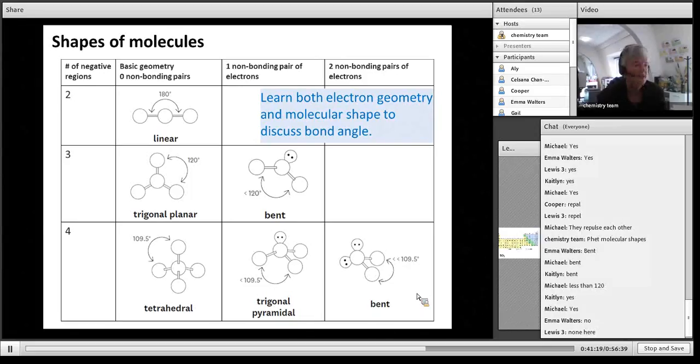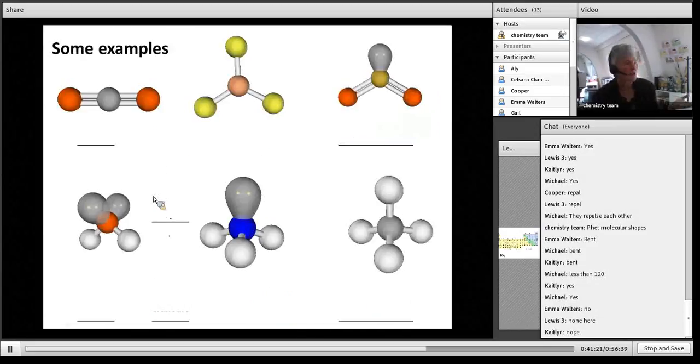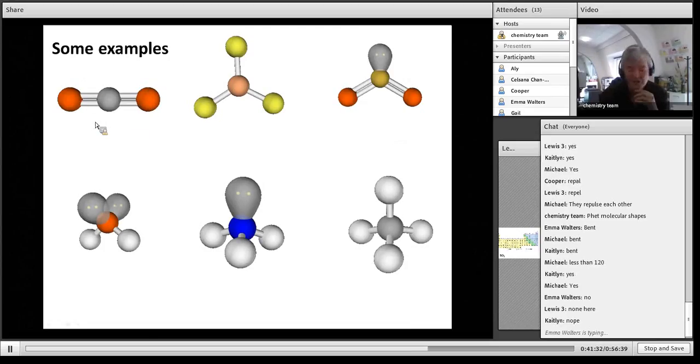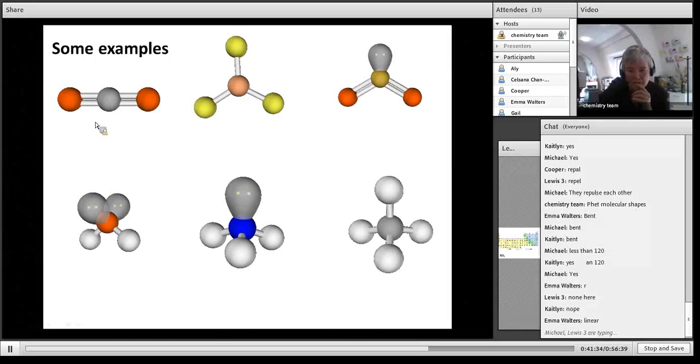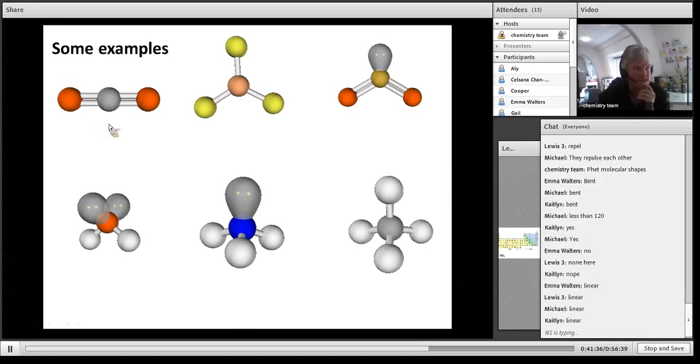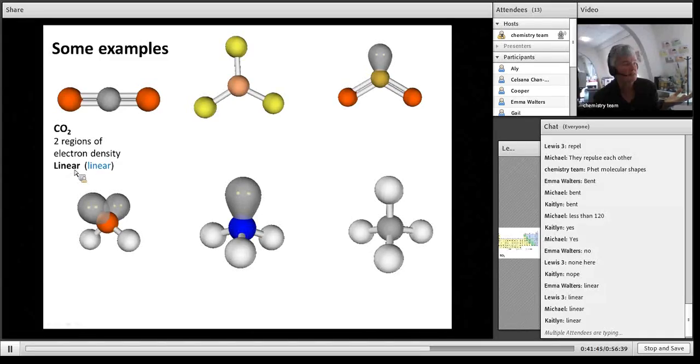No. Okay. Right, here are some examples. I don't expect you to remember these off by heart after listening to them so much, but let's have a go. This first one over here is carbon dioxide. What is its shape? Linear, correct. So the CO2 is linear. This one, what is its shape?